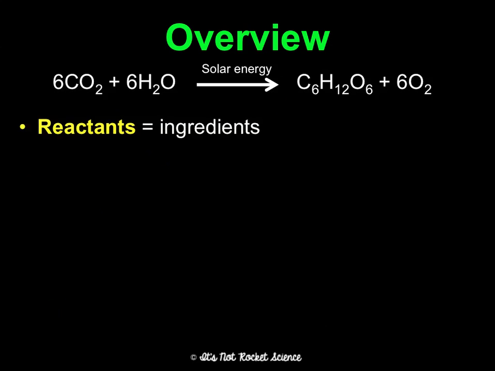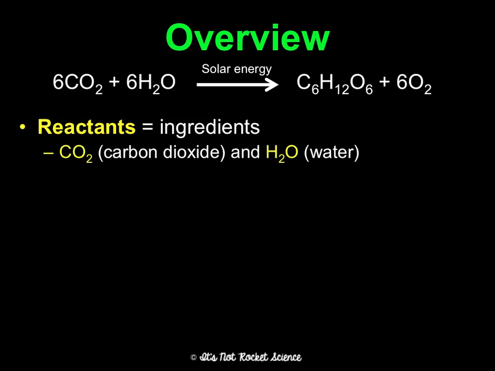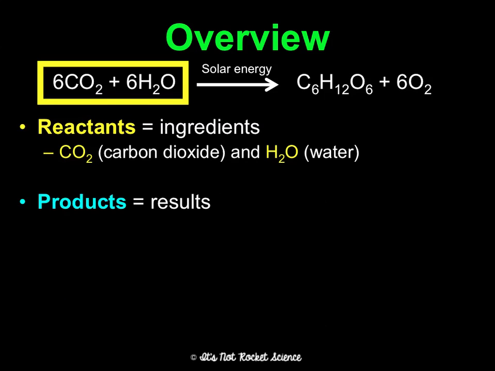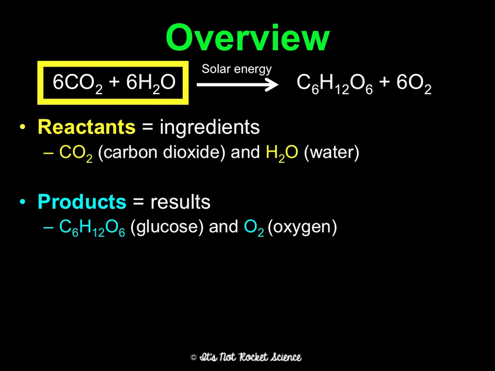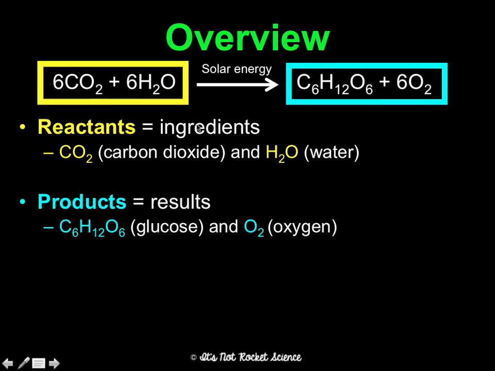Remember, reactants or substrate are ingredients. Carbon dioxide and water, CO2 and H2O, are reactants in this equation. Products are the results, they're what's being made, and that's glucose, or C6H12O6, and oxygen, or O2. These sixes are important. Those are coefficients. They tell you how many of those molecules are being made. You definitely need to know this equation. You should be able to write it out from memory on your assessments.